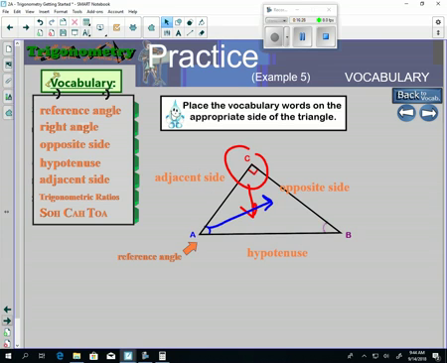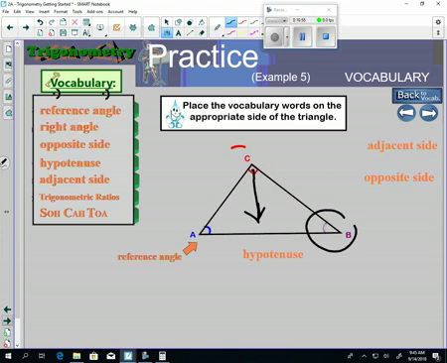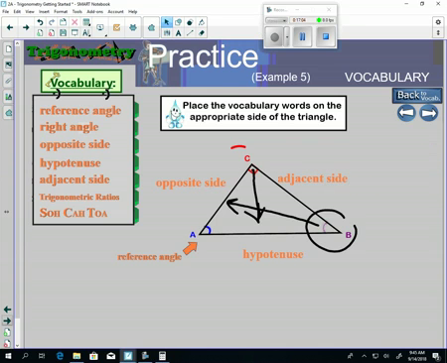But now let's change the reference angle. I'm going to erase this. And now I'm going to use angle B. Now let me move my things away. This time, angle B will be my reference. My hypotenuse is still here. It hasn't moved. But now my opposite side is over here. And then my adjacent side, the only one left, would be there. So depending on your reference angle, that will determine where your opposite and adjacent sides are. That's very important.